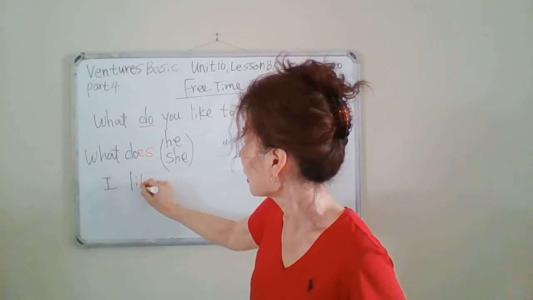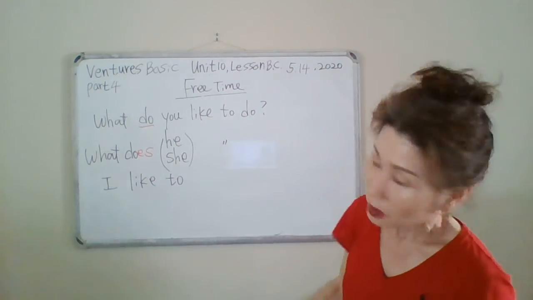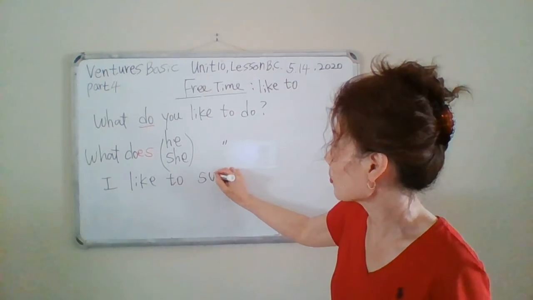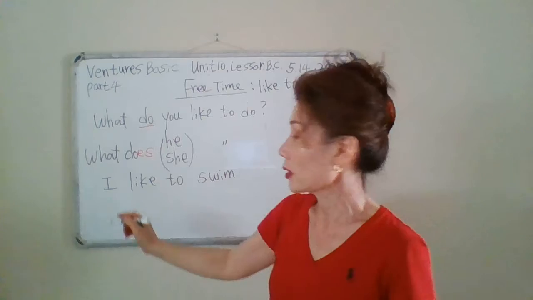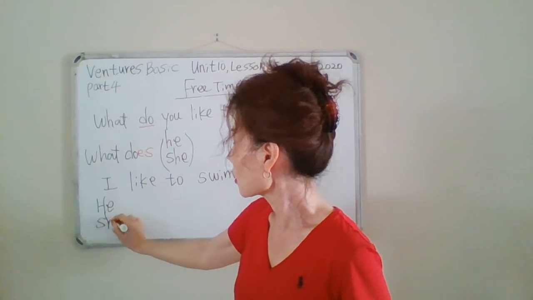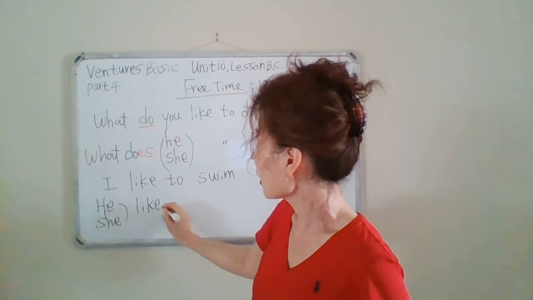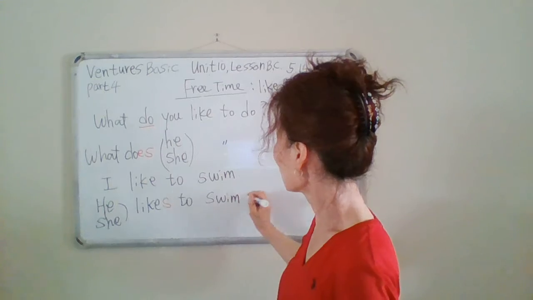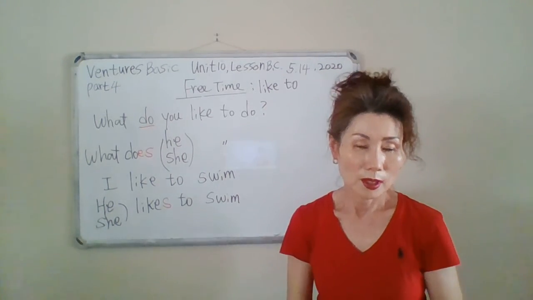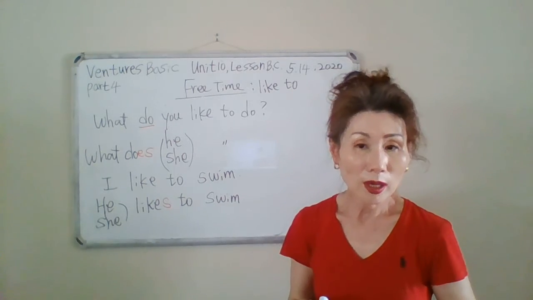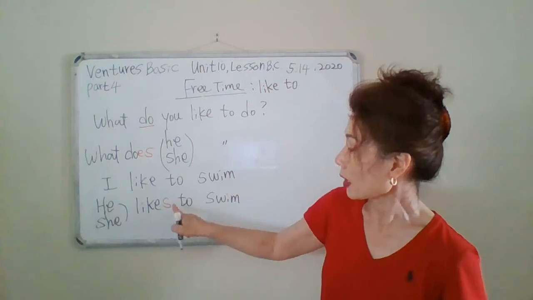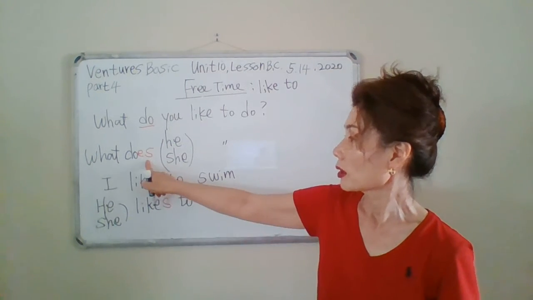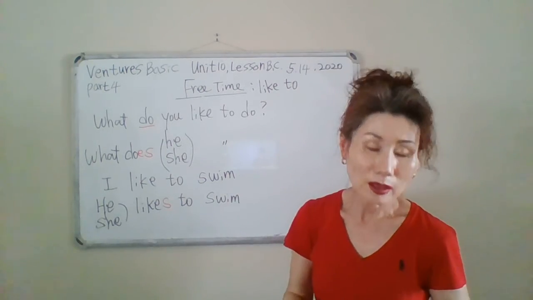I like to. Here we study about like to. I like to swim. What about when the subject is he or she? Like to swim. Because he or she, that's singular and present tense, then you gotta add s at the end of the verb. Okay, that's the grammar. Here, es and s, you gotta add those.